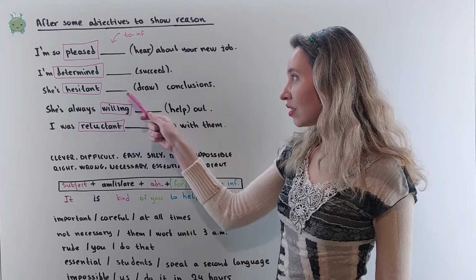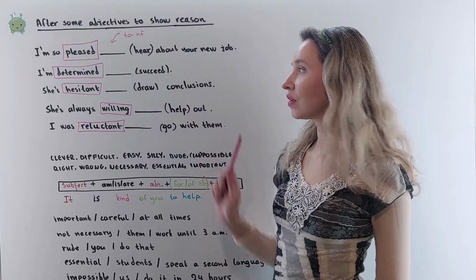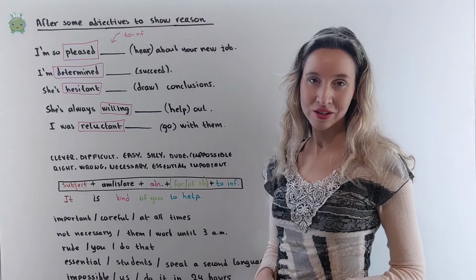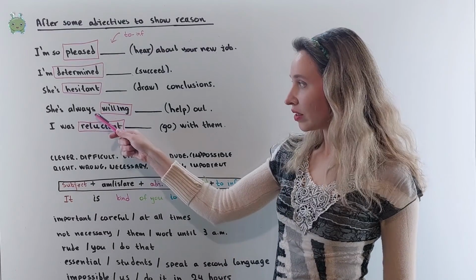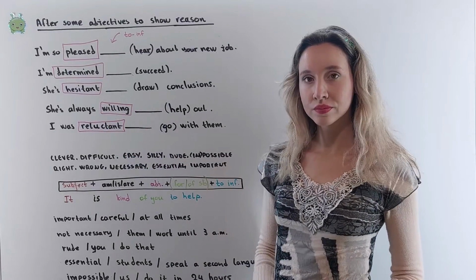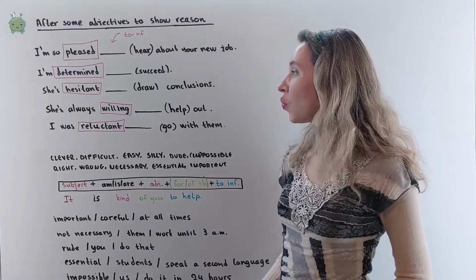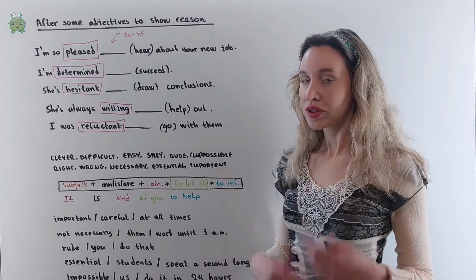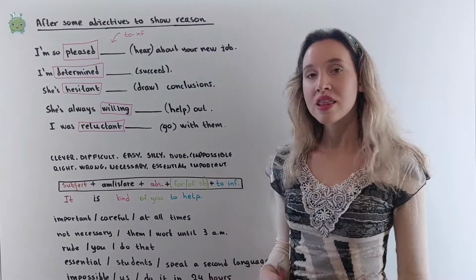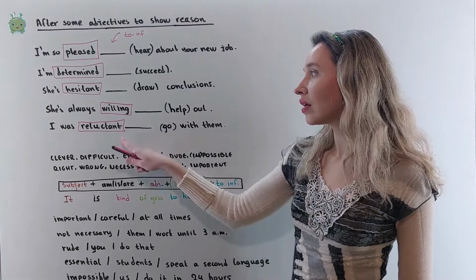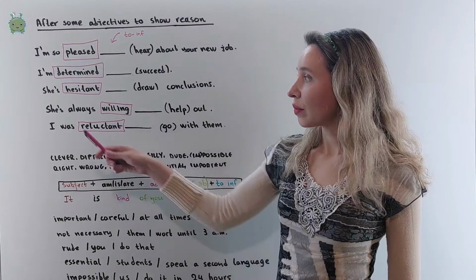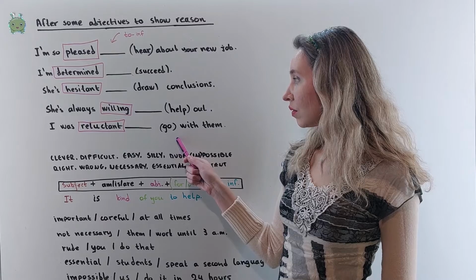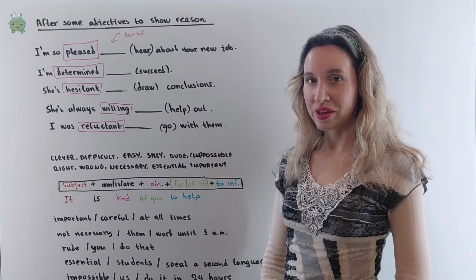She's hesitant to draw conclusions. She's always willing to help out. She's happy to do it. The opposite is unwilling or reluctant. I was reluctant to go with them.